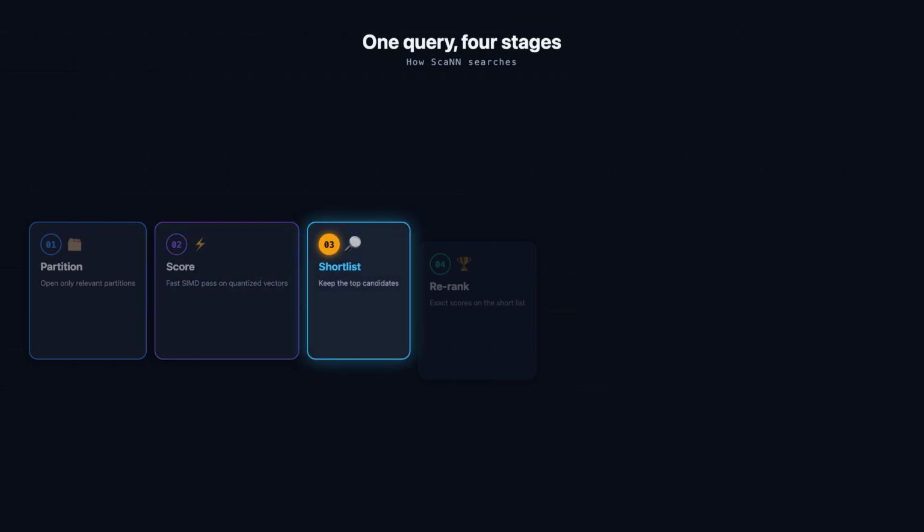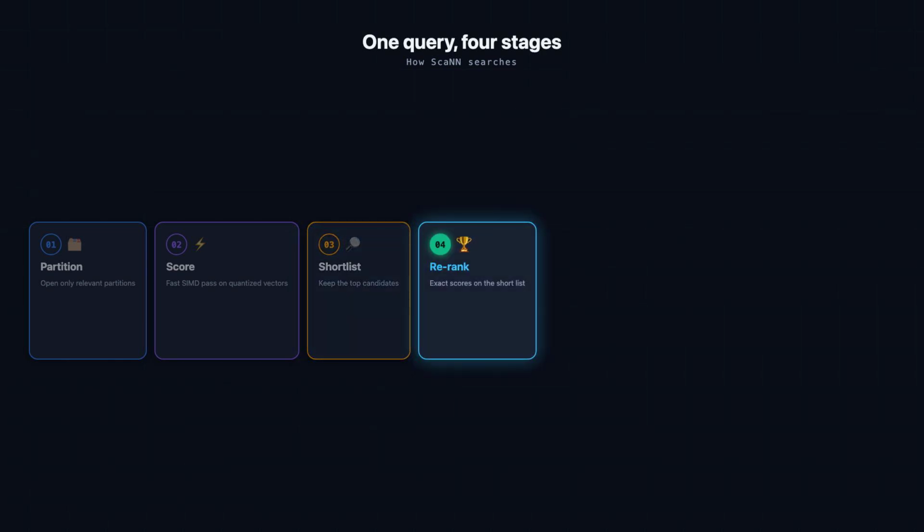Shortlisting narrows things down. From all the scored candidates, ScaNN keeps just the most promising handful, the ones that look like genuine top contenders. Everything else gets dropped, so the expensive final step only runs on a tiny set. Then comes the exact re-rank that finishes the job. On that short list, ScaNN computes true scores with the full uncompressed vectors, fixing any small distortions the compression introduced. You get approximate speed on the vast majority, and exact precision right where it counts on the candidates that actually decide the answer.